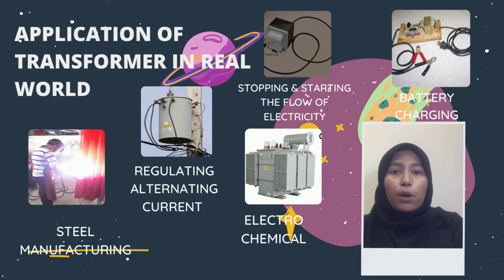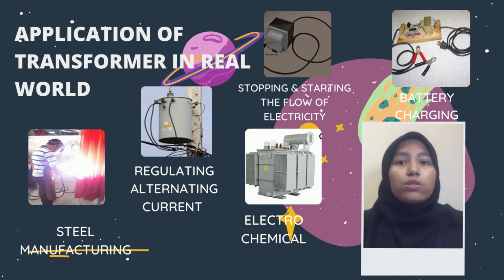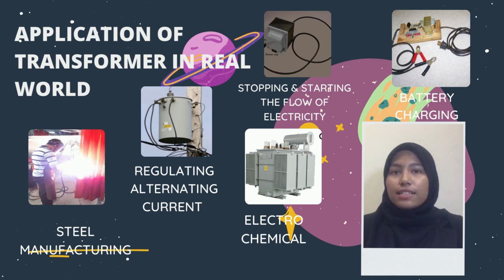The second one is stopping and starting the flow of electricity. Transformers can also be used to interrupt an electric current or stop the flow of electricity. Transformers are frequently found in circuit breakers, where they use a switch to automatically block the flow of electricity and protect against high voltage damage.